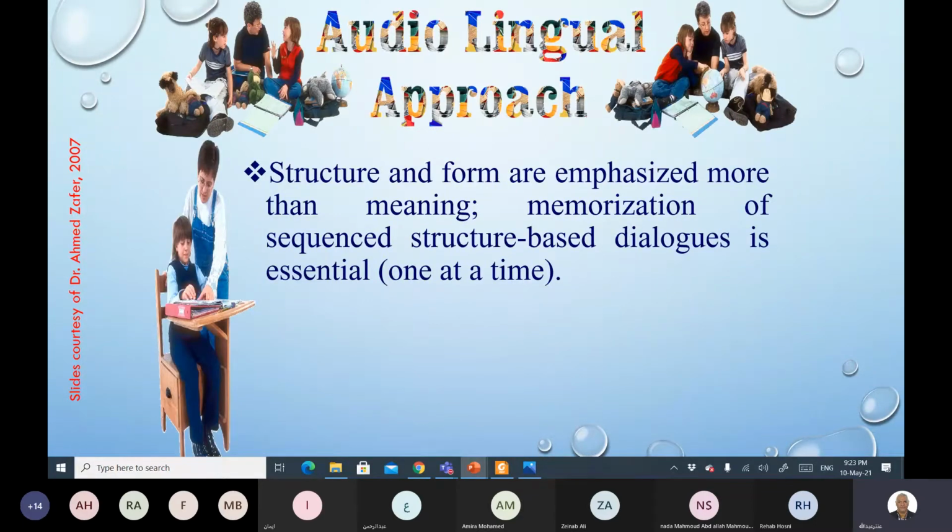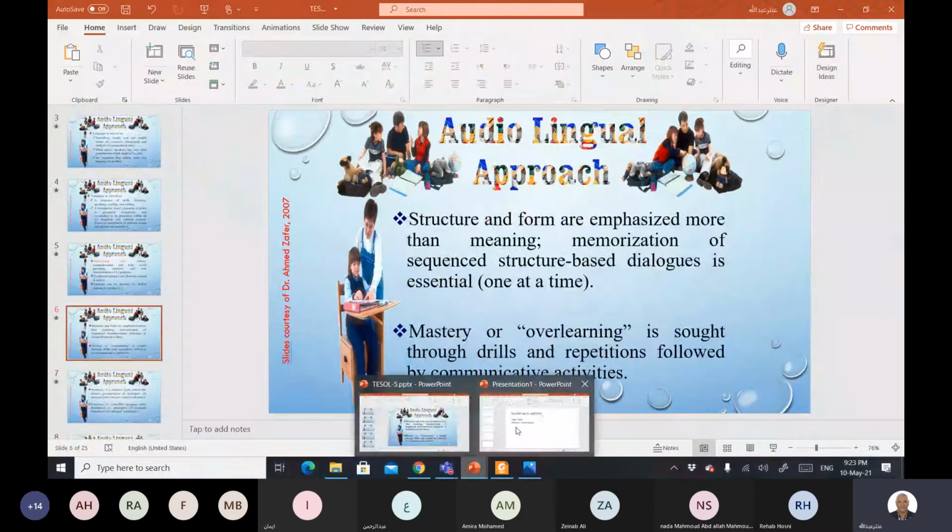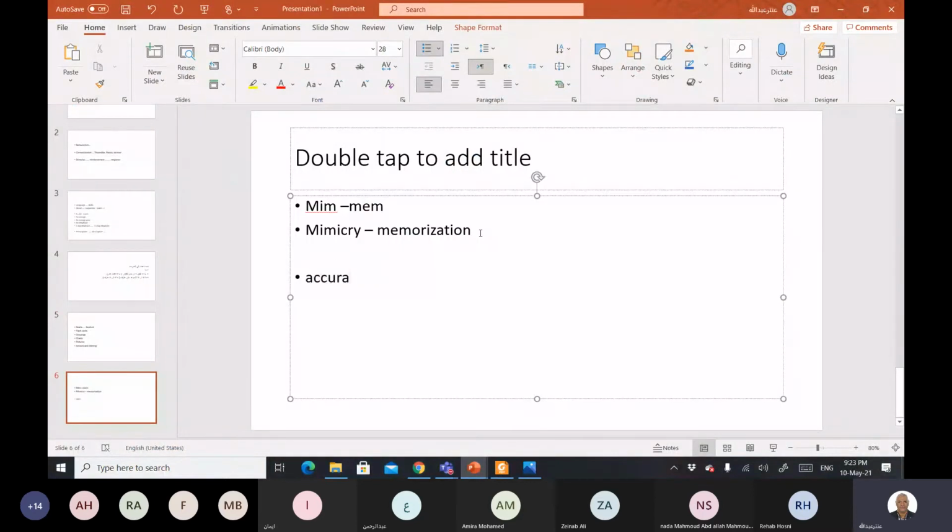In this method, the structure is very important more than the meaning. The meaning will be deduced from the context, but the structure is very important. So they focus on the accuracy of the sentence in the dialogue. برضو ذكرنا قبل كده في محاضرة سابقة الفرق بين كلمة accuracy و fluency. So accuracy means correctness.